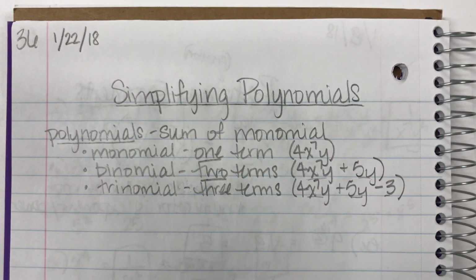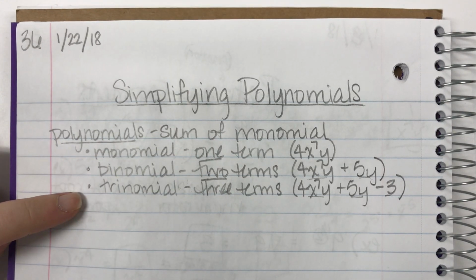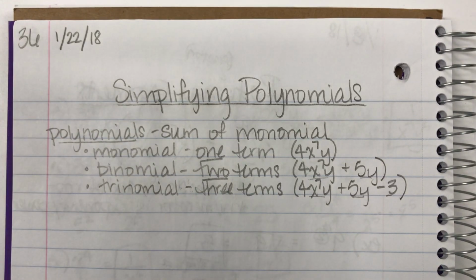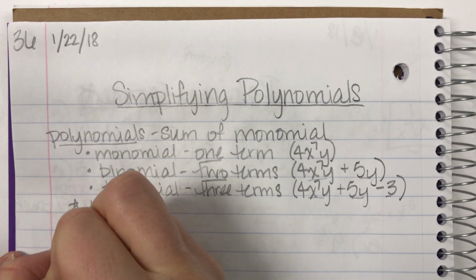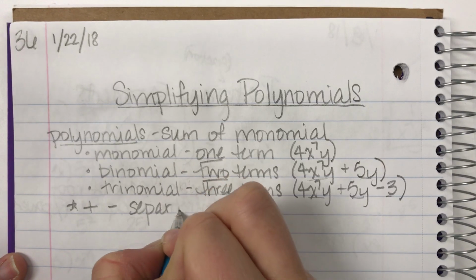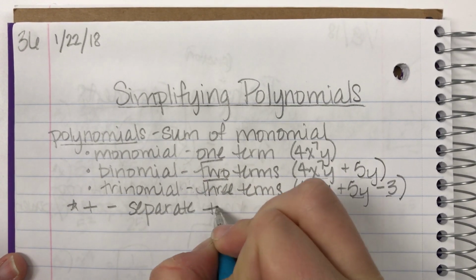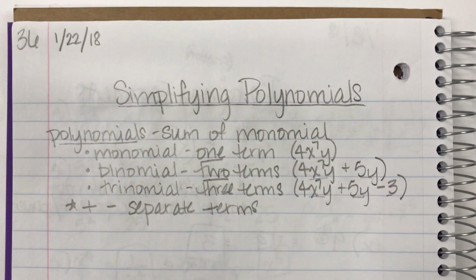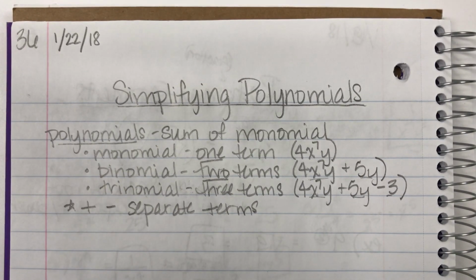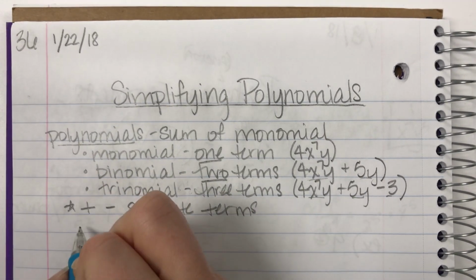Again, we're introducing the addition and subtraction. If it has more than three terms, we don't go into quadnomial or any of those. It's just a polynomial. It's many terms. So things to remember: addition and subtraction are what actually separate terms. There's not a whole lot of need to know that, but when I talk about different terms and counting terms, it's going to be helpful to know.